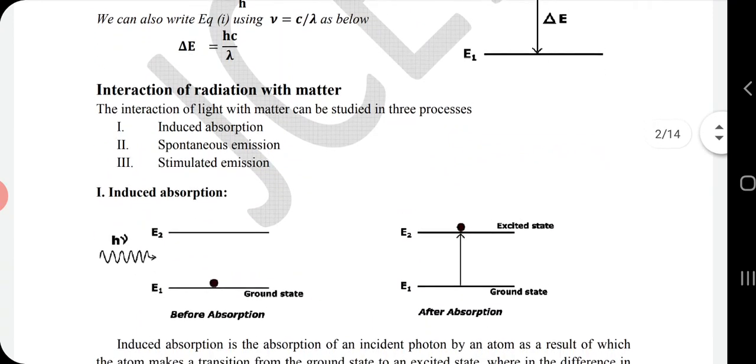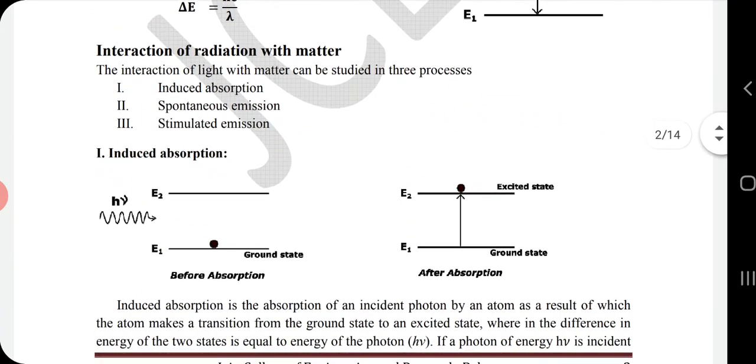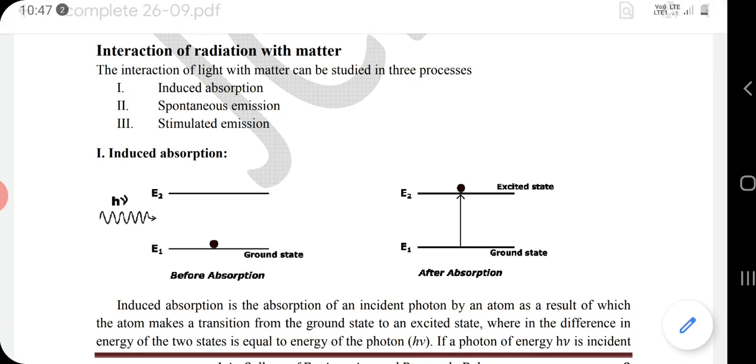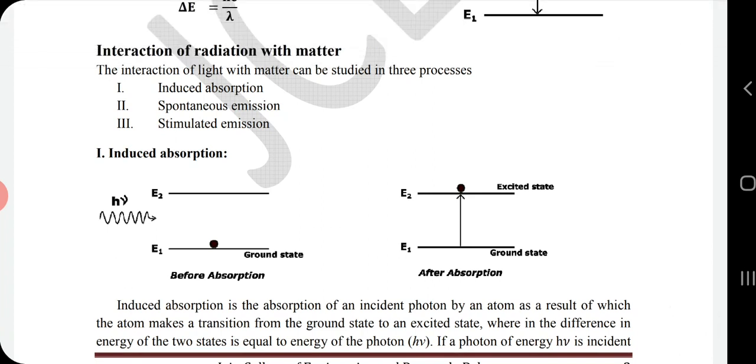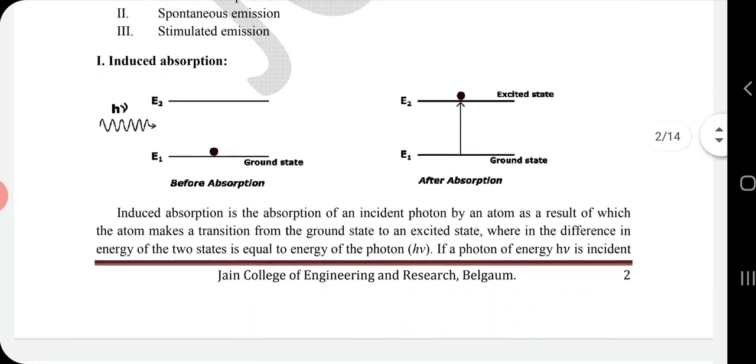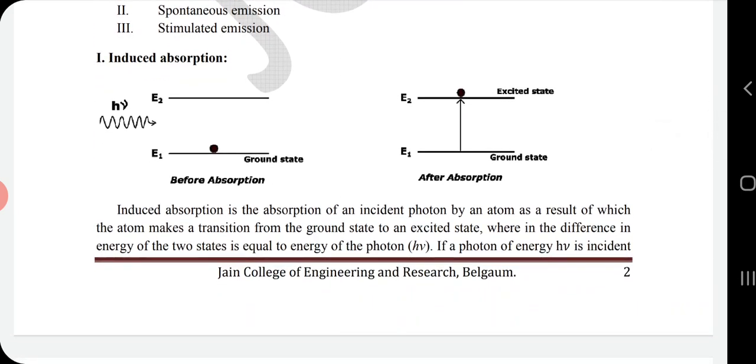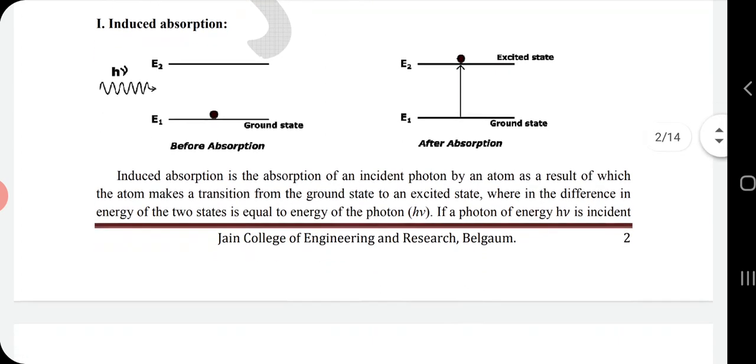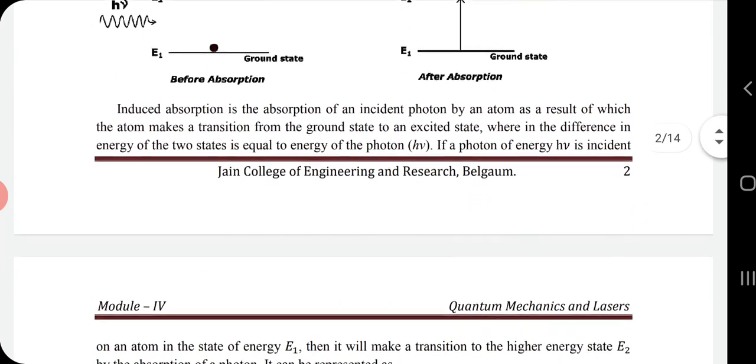We have seen the interaction of radiation with matter. There are three ways in which light will interact with matter: the first is induced absorption, the second is spontaneous emission, and the third is stimulated emission. In induced absorption, the ground state atom goes to the excited state by absorbing a photon of energy h nu. So this is the absorption case.